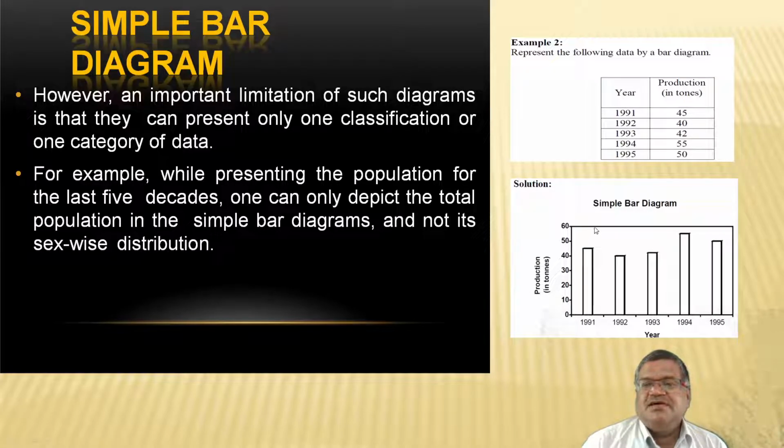Look here, represent the following data by a bar diagram. Year 1991, production 45 tons; 1992, 40 tons; 1993, 42 tons; 1994, 55 tons; 1995, 50 tons. Look here, for 1991, the production we can represent in the form of a simple bar diagram.